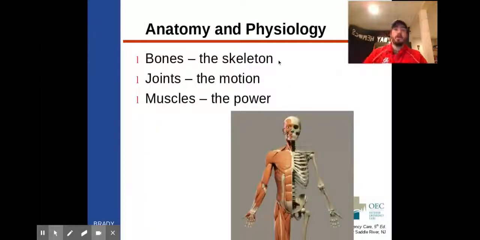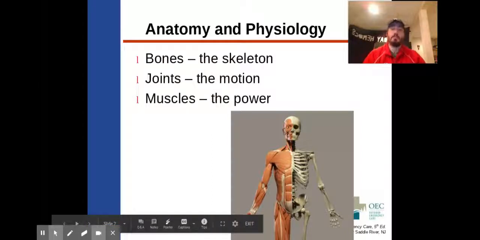All right. So a quick overview of anatomy and physiology. And again, we could spend all year talking about the anatomy of the musculoskeletal system, right? But really, for us, what we need to know in emergency medicine, it boils down to three parts. Your bones make up the skeleton. Your muscles are the power and the movement, and the joints are how those two interact to make something move, right? So we have all these muscles all over our body, which we can injure.